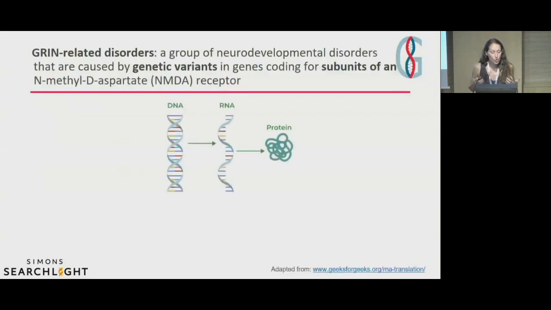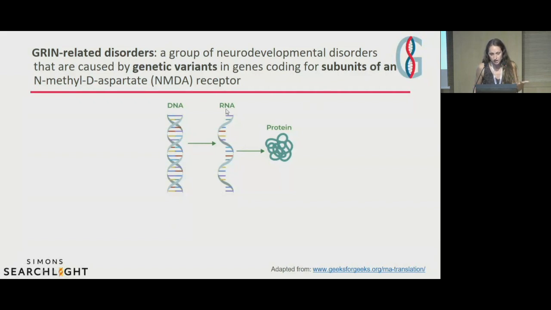On the whole, the GRIN-related disorders are really important for creating subunits of the NMDA receptor. What that means, in the basic genetics steps, is you have the DNA, so the GRIN gene, within the nucleus of the cell. If anyone is unfamiliar with this, I picture it like an egg, and it's in the yolk. That's where the DNA stays. Most cells have DNA, not all of them do, but the majority do, and they would have this genetic variant in all of these cells that have a nucleus.